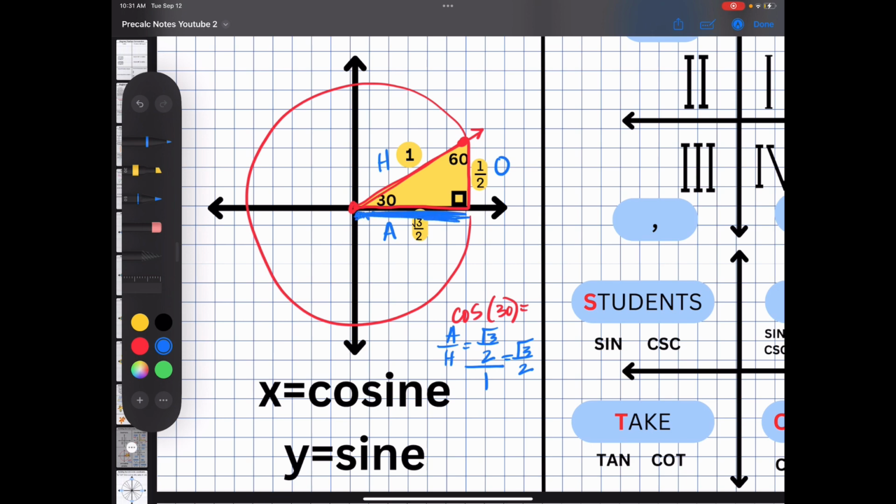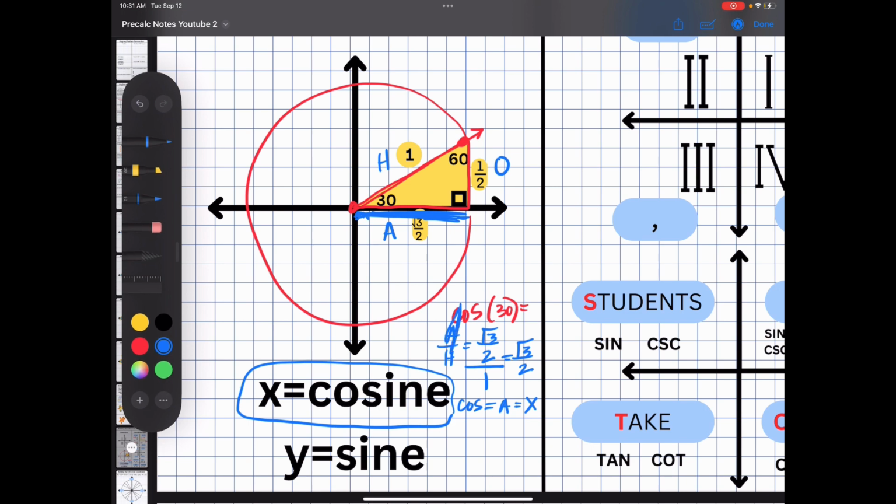Because my hypotenuse is 1, dividing by the hypotenuse is not going to change anything. So the cosine winds up being the a value, which is the x value on the x-axis. So I can say that cosine is the same as x.